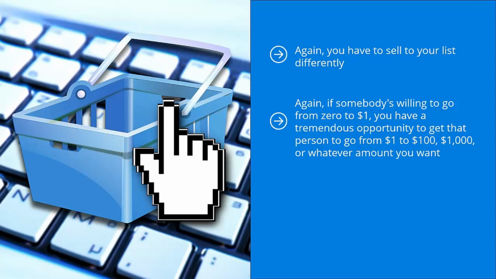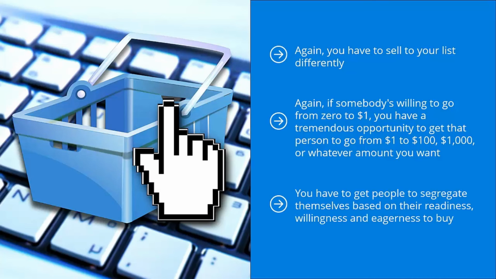Now, keep in mind that the higher the dollar value, the lower the conversion rate, but you get the point. You have to get people to segregate themselves based on their readiness, willingness, and eagerness to buy. And since $1 is essentially friction-free, this list filtration method works like a charm.